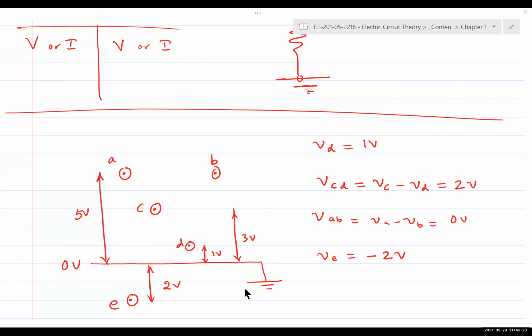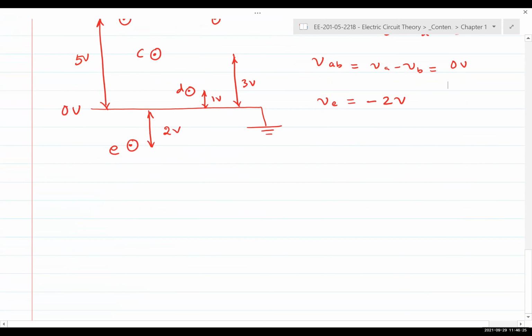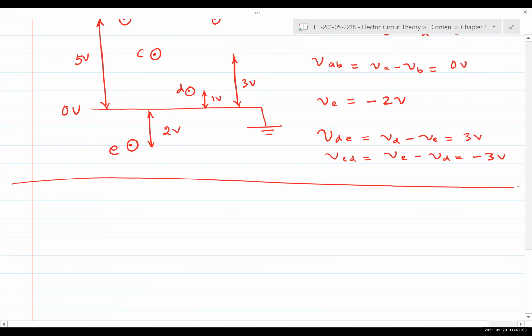Let me pause. Okay, so before we were interrupted, we were talking about VDE and VED. So I'll make those notes. VDE is VD minus VE. That gives us 3 volts. And VED is VE minus VD. Gives us minus 3 volts. All right. Now, there was one more thing.